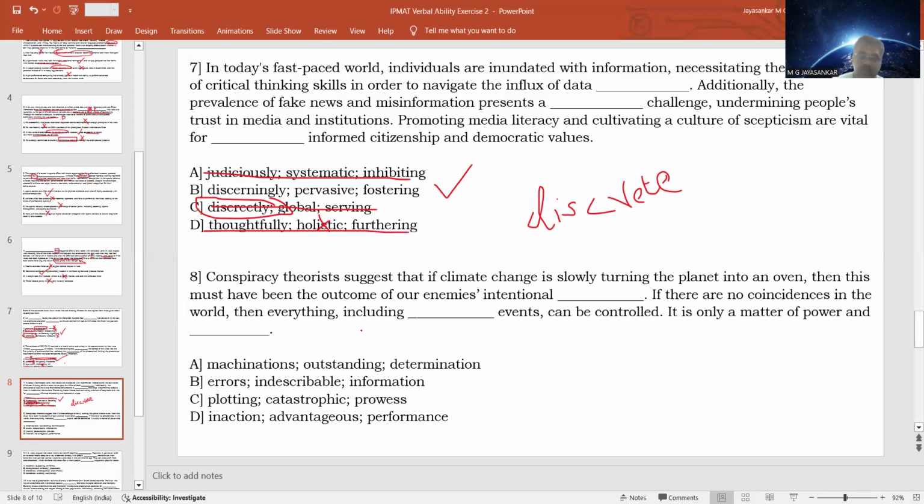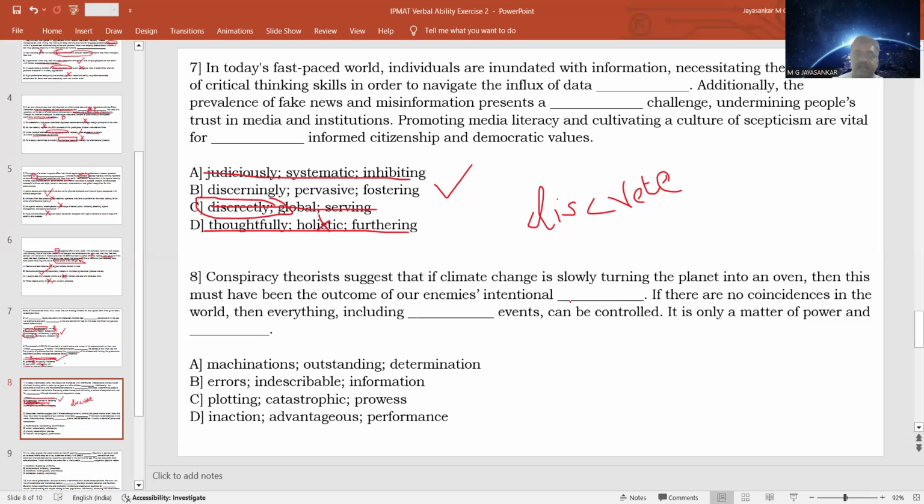So it is basically talking about climate change being a planned program by some of the enemies of humankind. So since this is an evil planned by our enemies, we can fight it. Only we need to develop the power and the skill to fight this. This is the meaning. Now, what could be the correct word? So, our enemies' intentional what?